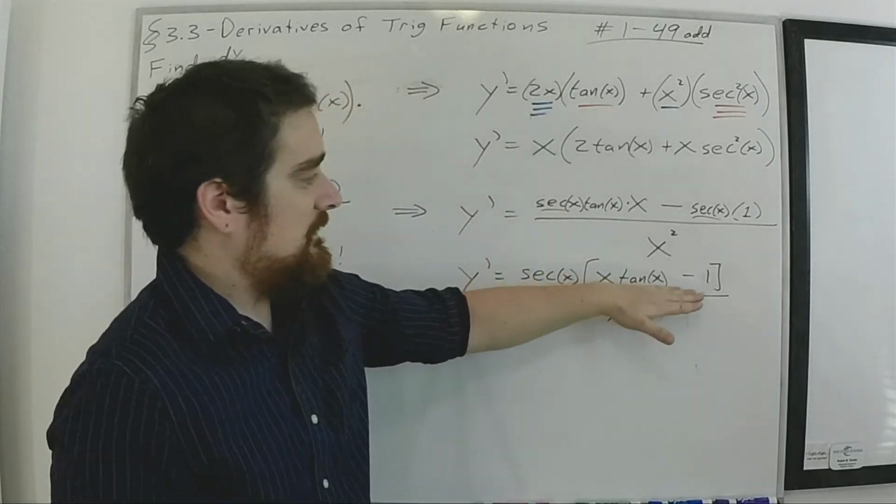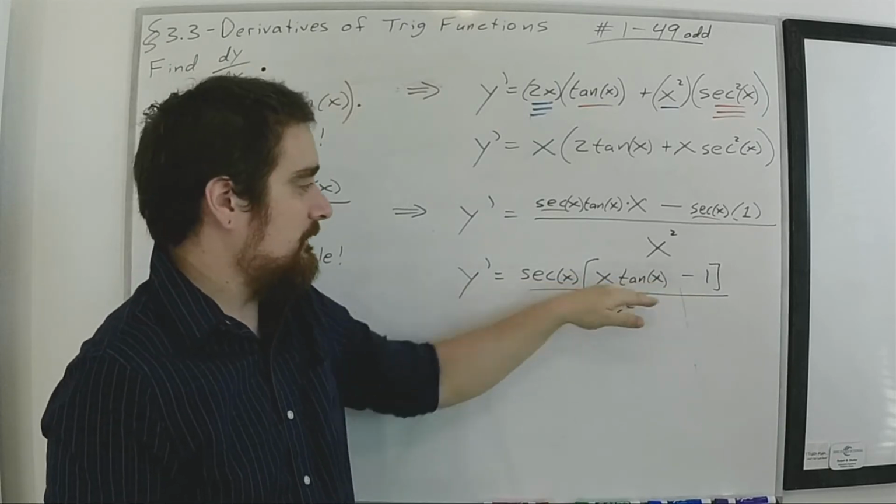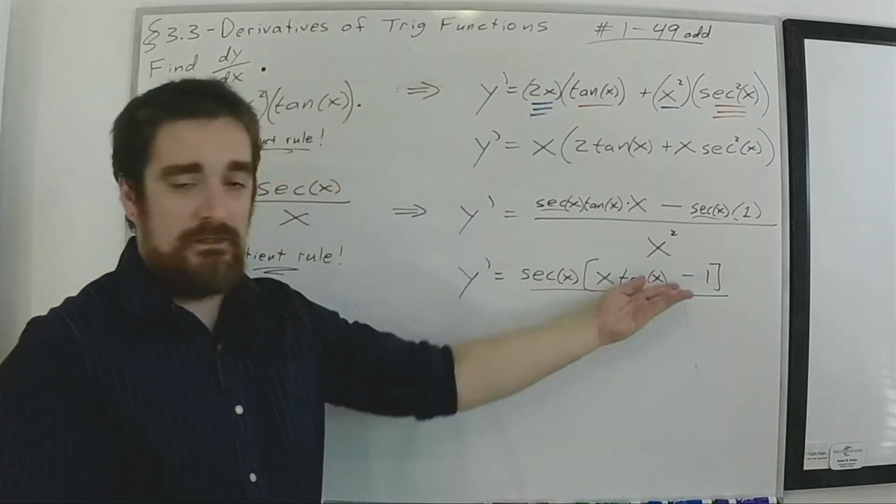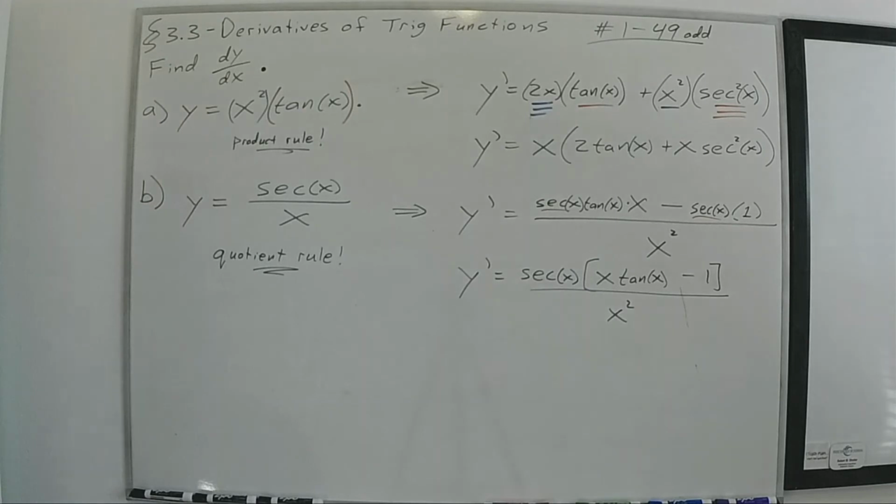And this isn't any sort of identity that we have from trig, x tangent x minus 1. That's not an identity for anything. So we're just going to leave it. That's the best we can do to clean it up.